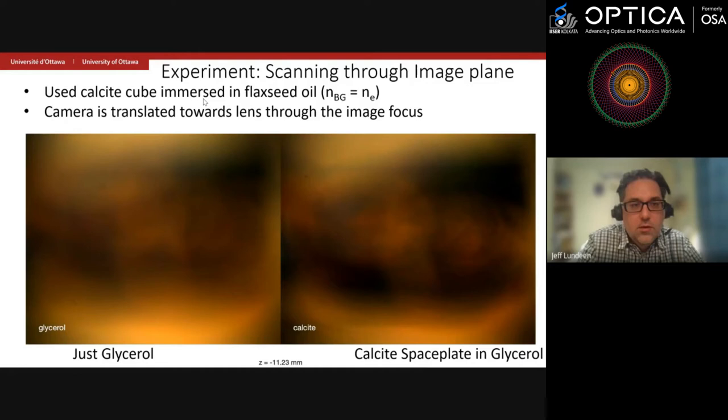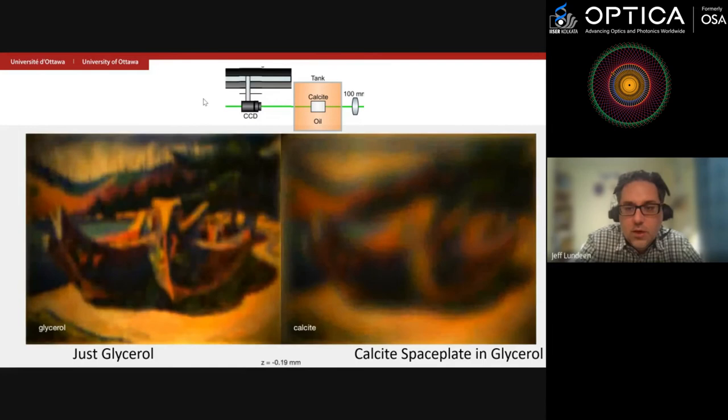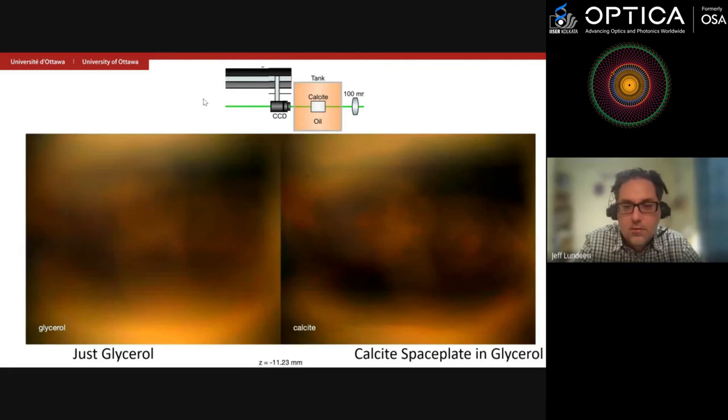Okay, and then we translated the camera through the image focus. Let me see if I can do this. Or backwards, back from the image focus. So moving it back. And you can see the one on the right, which is the one with the calcite space plate with glycerol, formed the image first, and then the one on the left formed second. I'm going to show you that again because it went pretty quickly. The one on the right is what we get when the calcite space plate is in, and the one on the left is with it out. And do it again.